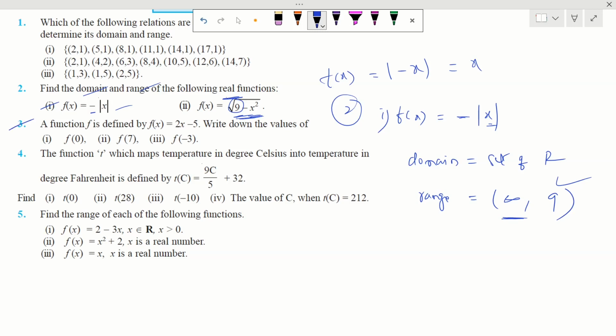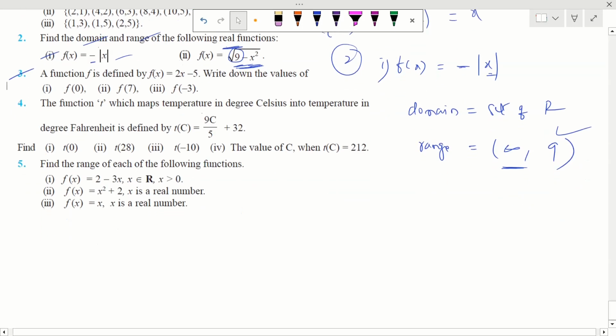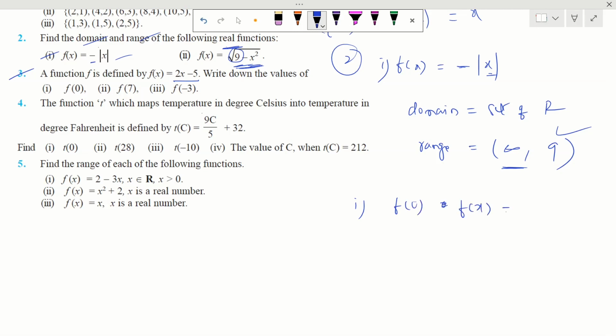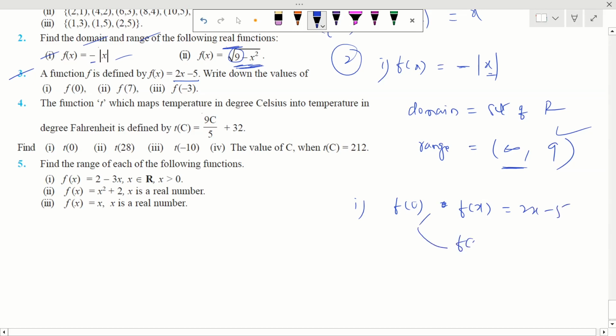And in the third example, f of x is given as 2x minus 5. First we need to find f of 0, which means putting x equal to 0 in 2x minus 5. So f of 0 is 2 into 0 minus 5. Therefore f of 0 is minus 5.